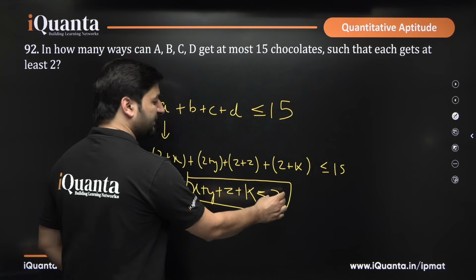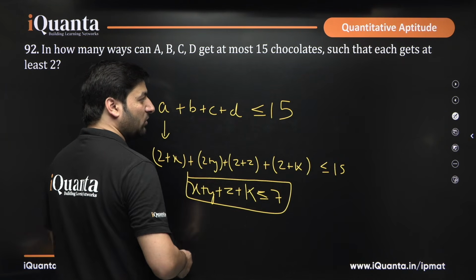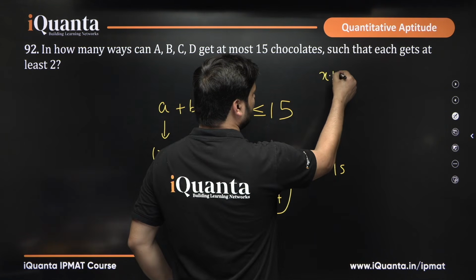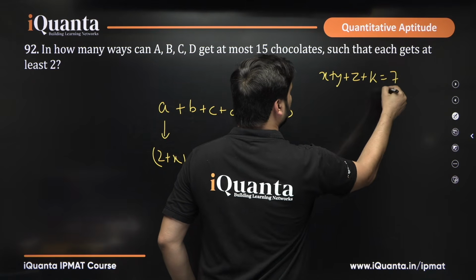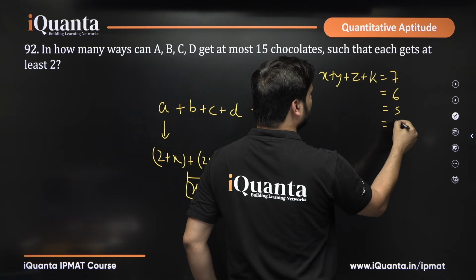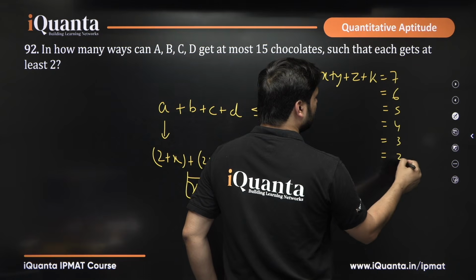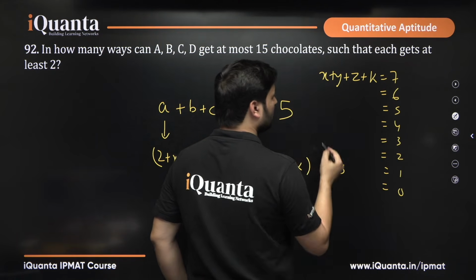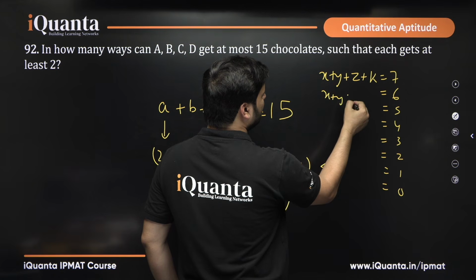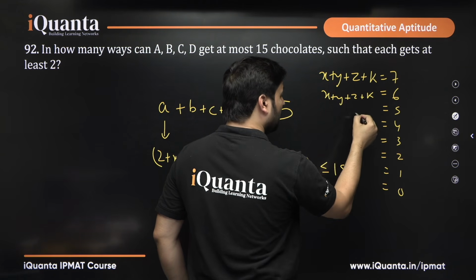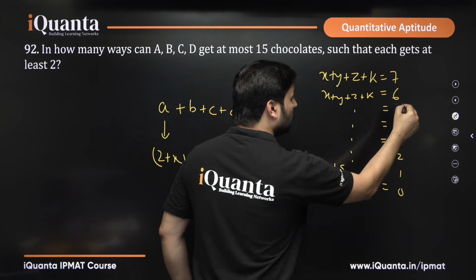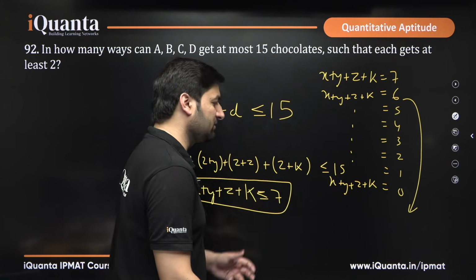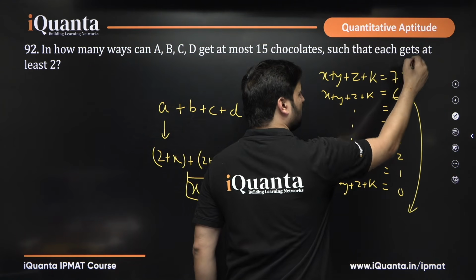What if they get 7 chocolates in total? What if they get total 6 chocolates? So we will have multiple cases over here. x plus y plus z plus k should be 7. It should be equal to 6, 5, 4, 3, 2, 1, 0. So for each and every case of x, y, z, k, you will find out what non-negative integral solutions.